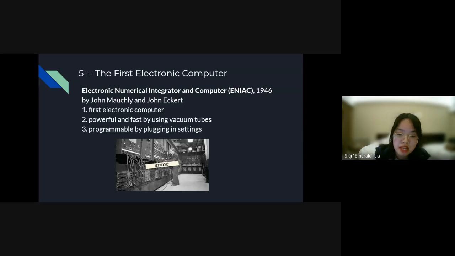And ENIAC also had a programmable environment. By simply plugging in some additional computing parts stored with various settings, the machine was able to calculate anything instead of one equation like other calculating machines.